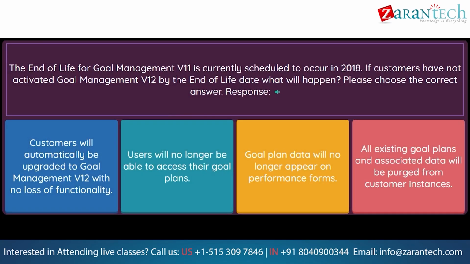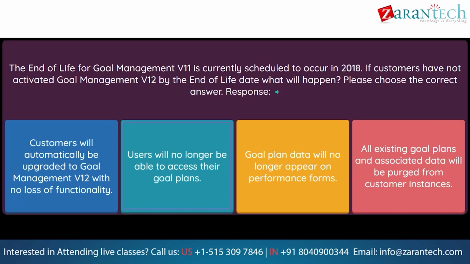Question: The end of life for Goal Management V11 is currently scheduled to occur in 2018. If customers have not activated Goal Management V12 by the end of life date, what will happen? Please choose the correct answer. Response: Option 1: customers will automatically be upgraded to Goal Management V12 with no loss of functionality. Option 2: users will no longer be able to access their goal plans. Option 3: goal plan data will no longer appear on performance forms. Option 4: all existing goal plans and associated data will be purged from customer instances.